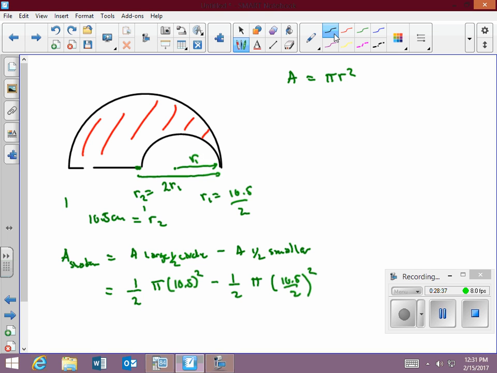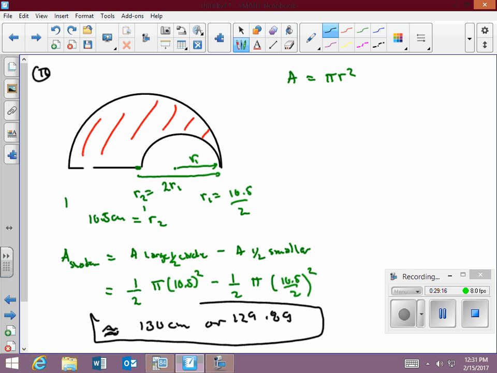Anyways, this is problem 16. Is that right? And so if we calculate that out, then it should be approximately equal to 130 centimeters squared. It's actually 129.89. Is that what you got?